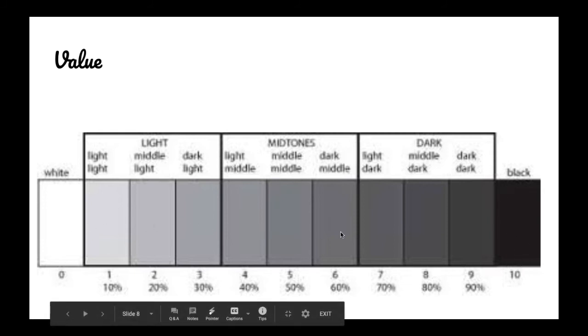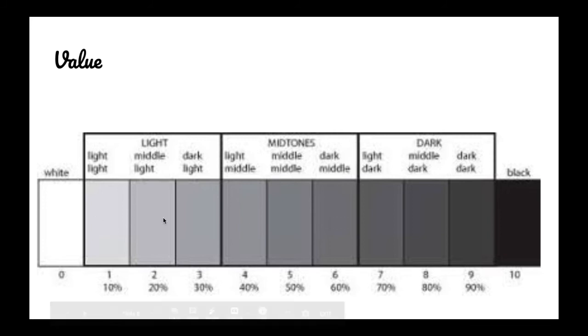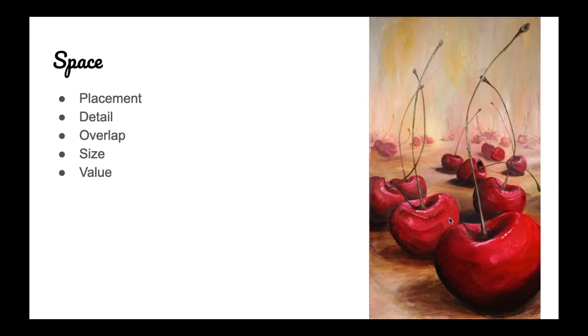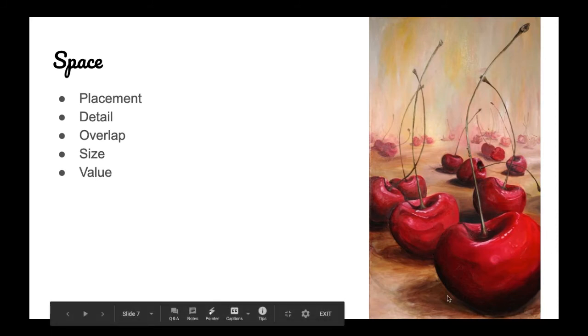And then in between white and black we have grays. So we can have very, very light grays that only have a little bit of value, and very dark grays that have a lot of value. And so when we are talking about space, objects that have a wide range of values are going to look closer to us.